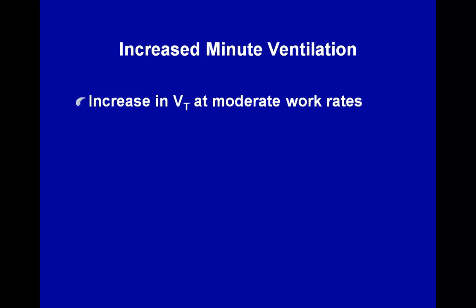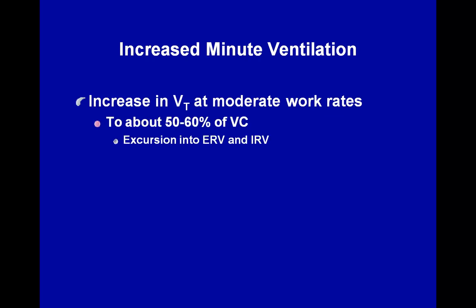As cardiac output increases with exercise, we also increase minute ventilation with exercise. And just as with cardiac output, early in exercise, we have a lot of cardiac output increase because of an increase in stroke volume. With ventilation early in exercise, we have an increase in tidal volume. That also peaks at about 50 to 60% of vital capacity part of the way through our exercise.